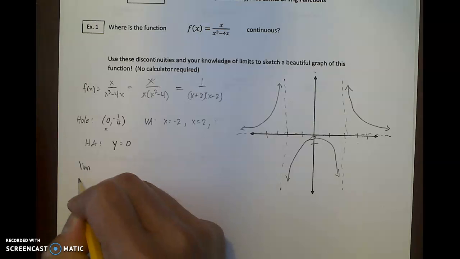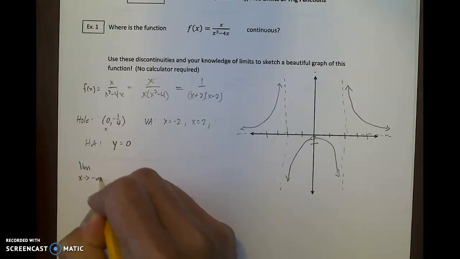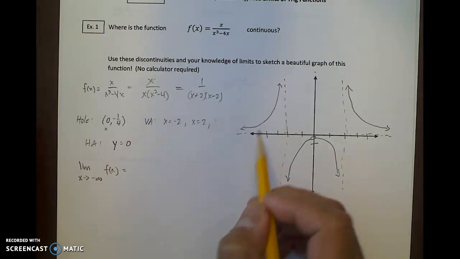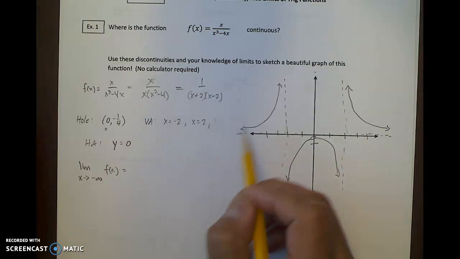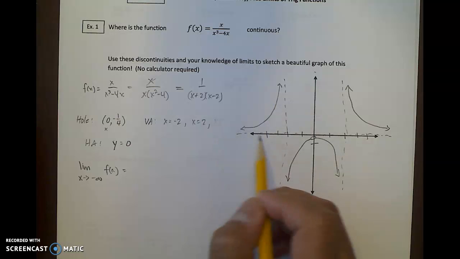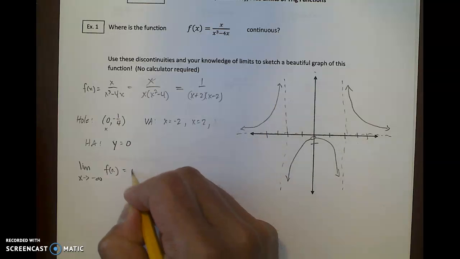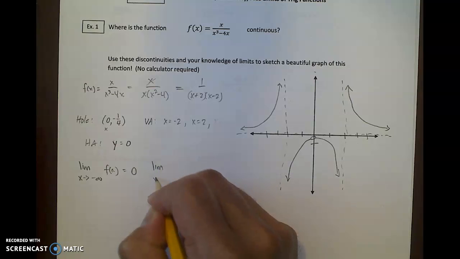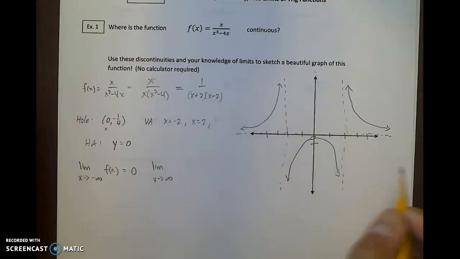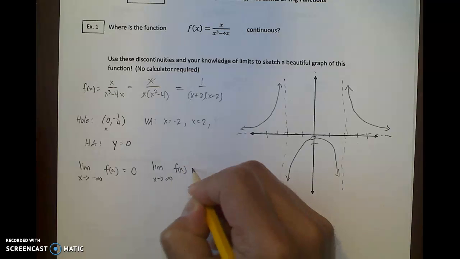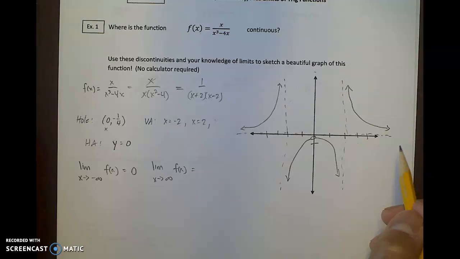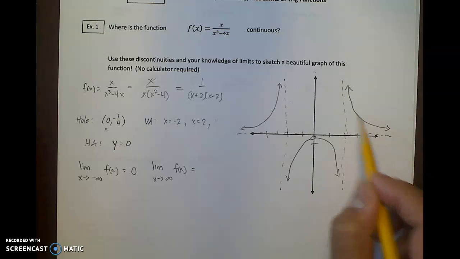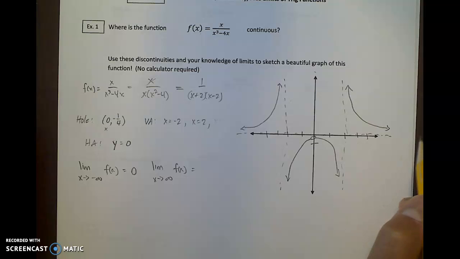The limit as x approaches negative infinity for this function. Looking at our graph, as x goes to negative infinity, this function is approaching an output value of 0. Now finding the limit of this function as x approaches positive infinity. Looking at the graph, again, it's all about end behavior. As x goes to positive infinity, the function output is approaching 0.